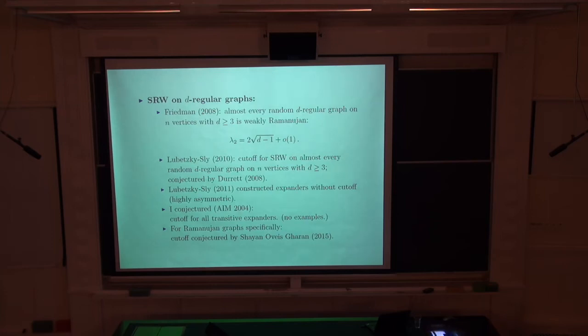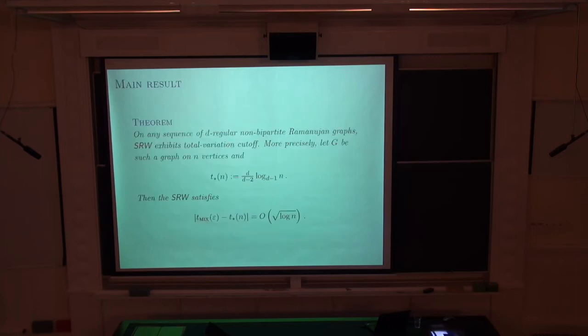At the time, of course, we didn't have any counterexamples. We still don't. But we also didn't have any examples. So there was no single example of a transitive expander sequence where we could prove cutoff. Of course, the LPS was a natural suspect, but Goran last year proposed that maybe just Ramanujan will be enough. So one wouldn't need to analyze the LPS sequence with the arithmetic structure, but just Ramanujan will be enough. And this is what we showed.